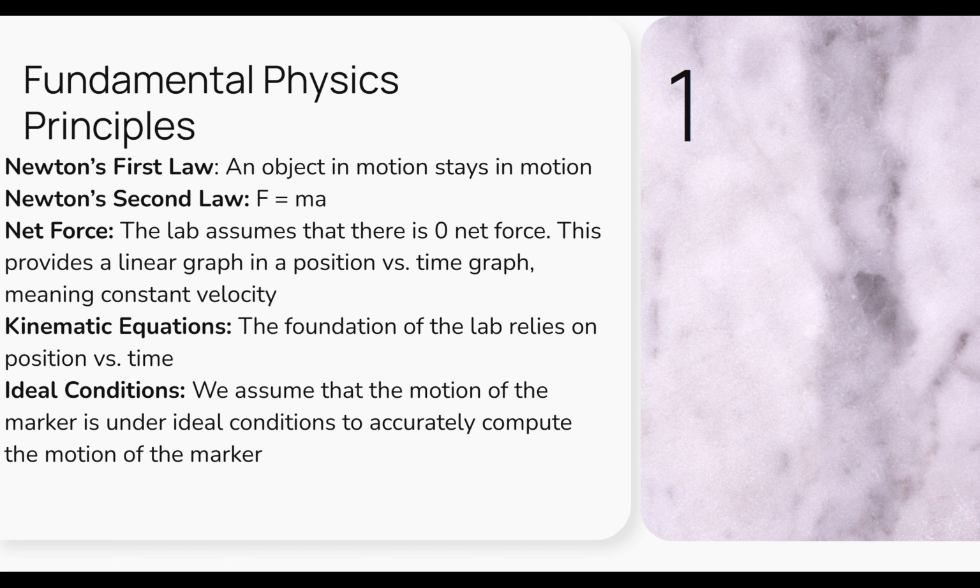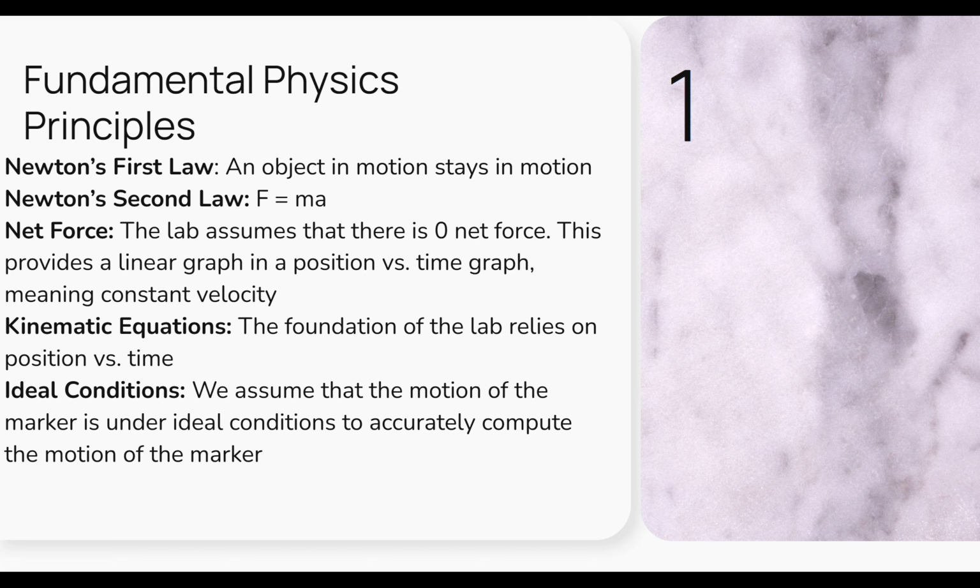So, some fundamental physics principles. Of course, Newton's first and second law, the first one being an object in motion stays in motion, and the second one being force equals mass times acceleration. Another one is net force, or the lack of. This lab assumes that there is zero net force, since we want to observe a marker with constant velocity to actually get a position versus time graph.